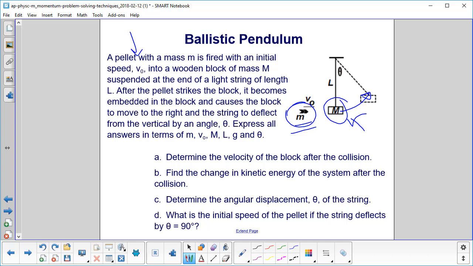So we're going to find the velocity of the block after the collision, the block-pellet combination, find the change in kinetic energy of the system after the collision, find the angular displacement, it's up here, theta, of the string, and then find the initial speed of the pellet if the string deflects by theta equals 90. So that means it goes all the way up here.